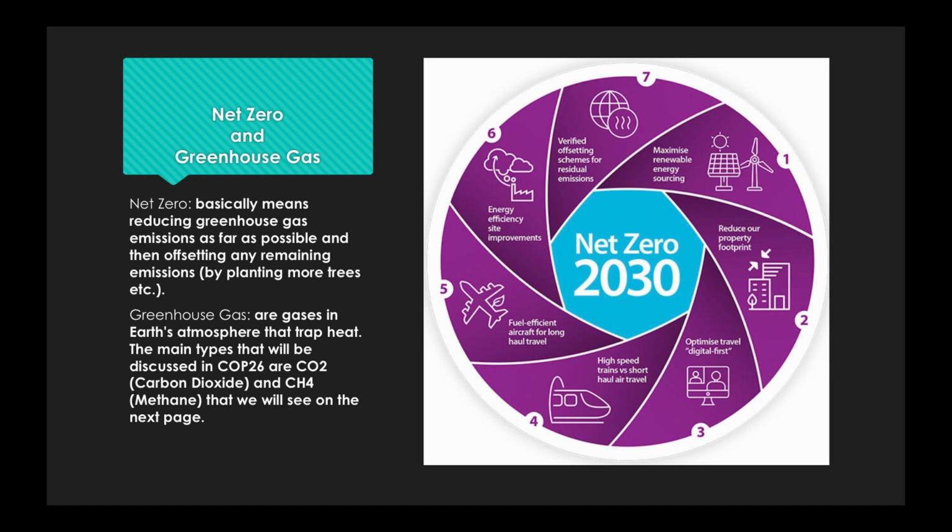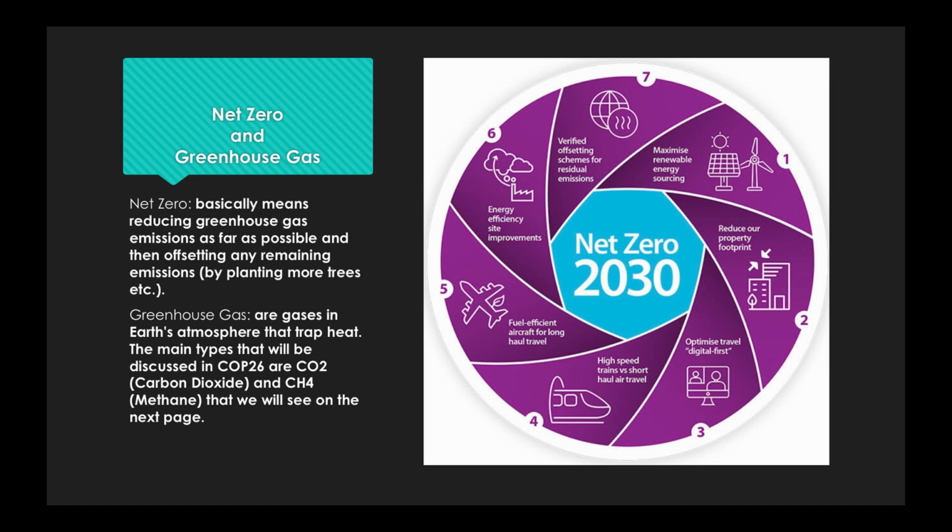Optimize travel, digital first. High-speed trains versus short-haul air travel. Fuel-efficient aircraft for long-haul travels. Energy-efficient site improvements. And verified offsetting schemes for residential emissions.